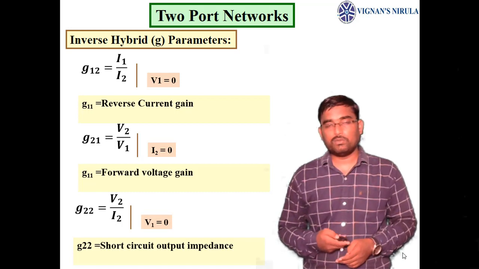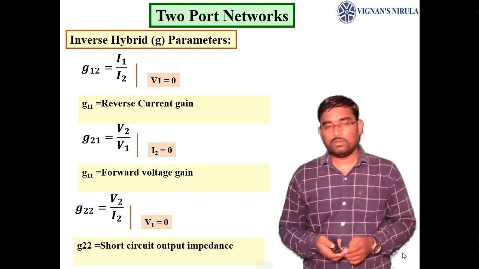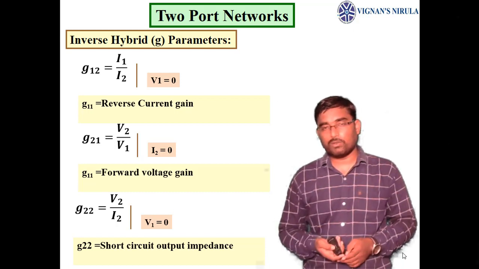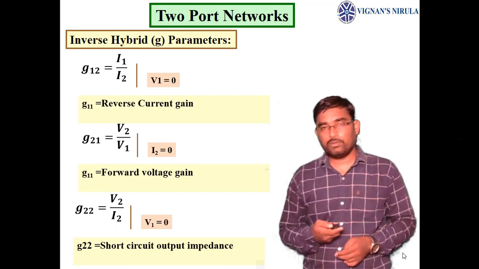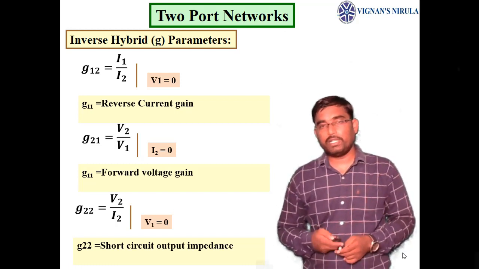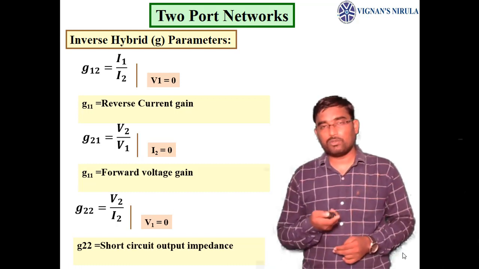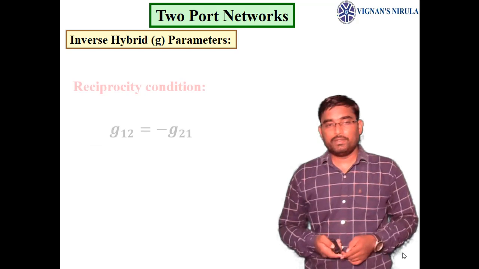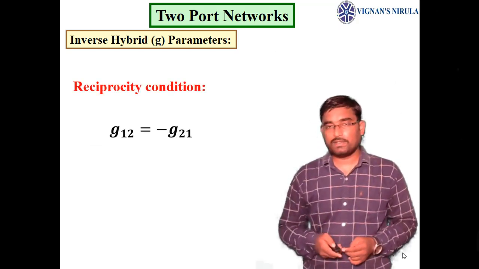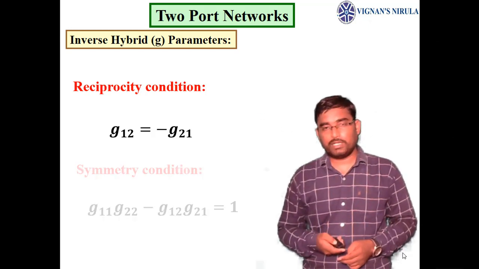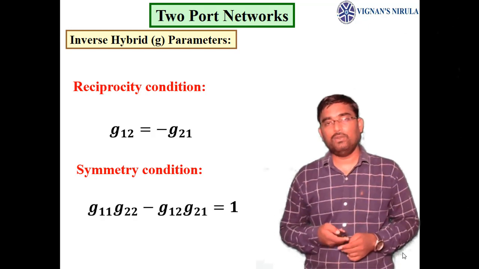And G22 is the ratio of V2 by I2, which is obtained when V1 equals 0. Putting V1 equals 0 in the second equation and taking the ratio of V2 by I2 gives G22, which is the driving point impedance, because it is the ratio of voltage by current, meaning total impedance at port 2. Here also the reciprocity condition in terms of G parameters is G12 equals minus G21, same as H parameters, and the symmetry condition in terms of G parameters is G11 G22 minus G12 G21 equals 1.